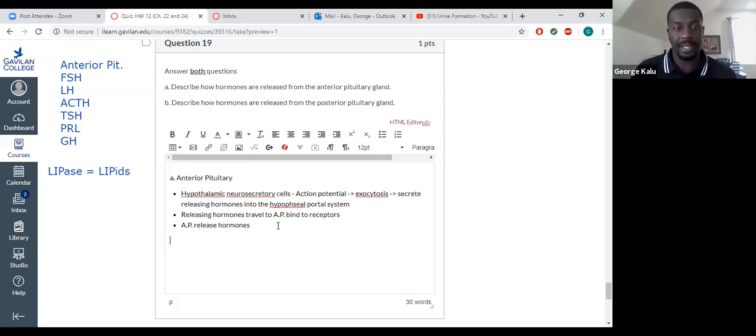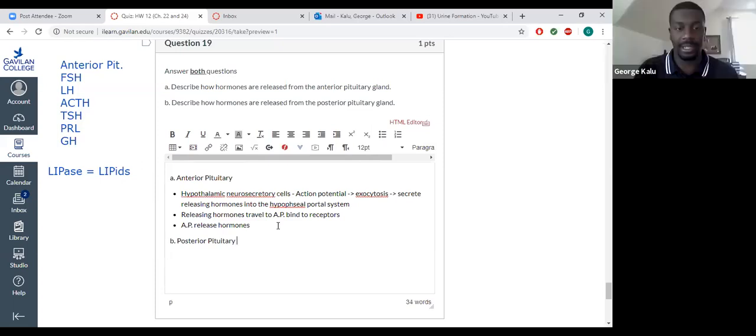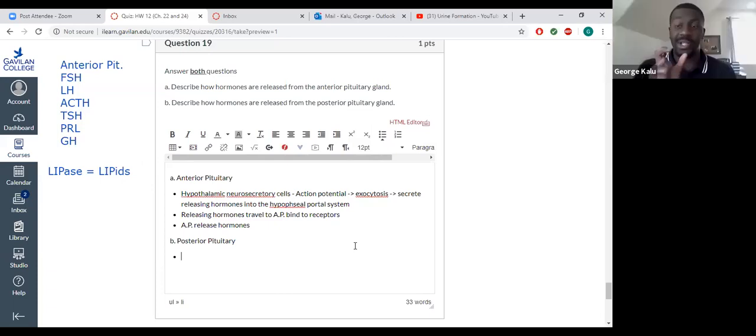Okay, so that's the anterior pituitary. What about for the posterior pituitary? That one's a little bit different. How is this process going to be different? Well, because the posterior pituitary doesn't release any hormones. It's merely just used for storage for the hypothalamus. Close. So the hormones do get released from there, but the posterior pituitary doesn't produce any hormones, right?